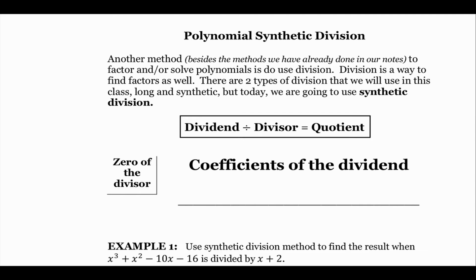That's synthetic division. It does the same thing, but it doesn't function exactly the same way. So that's the difference between synthetic division and long division. They do the same thing, but the way they do it is a little different. We still have dividends, divisors, quotients.